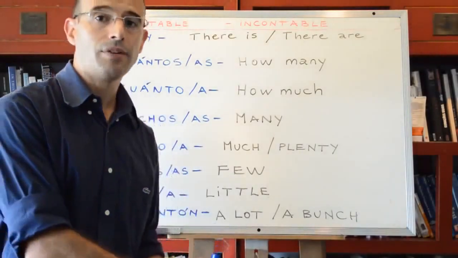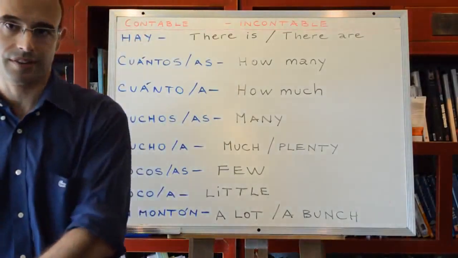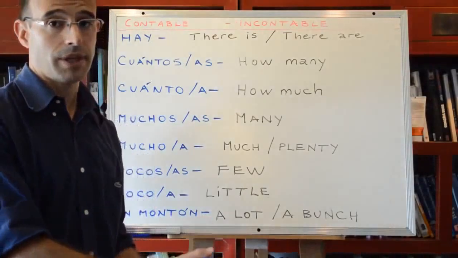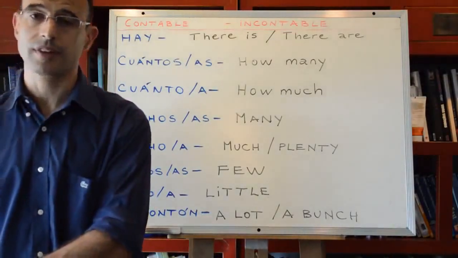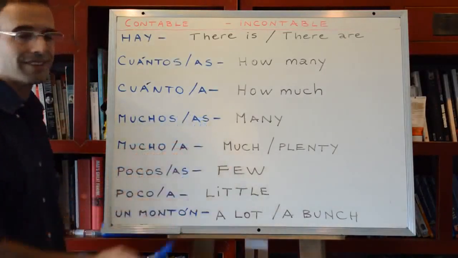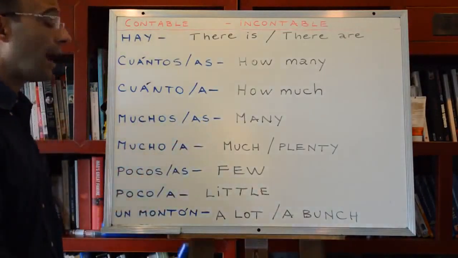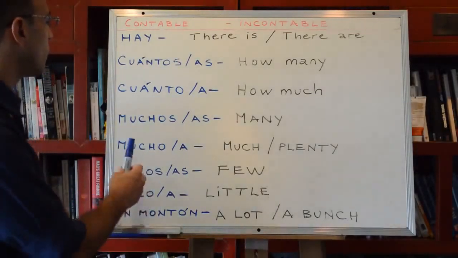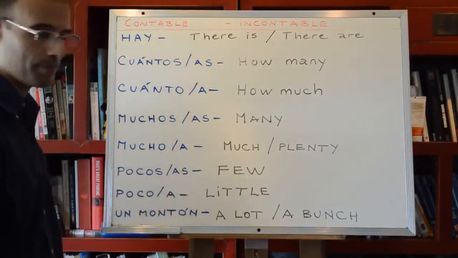I have many houses. Tengo muchas casas. Right? Casa is feminine. Libro, book, is masculine. Muchos libros, muchas casas. Right? Now, for uncountable, mucho or mucha.